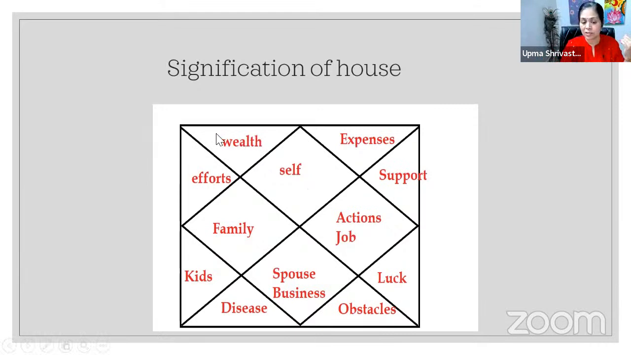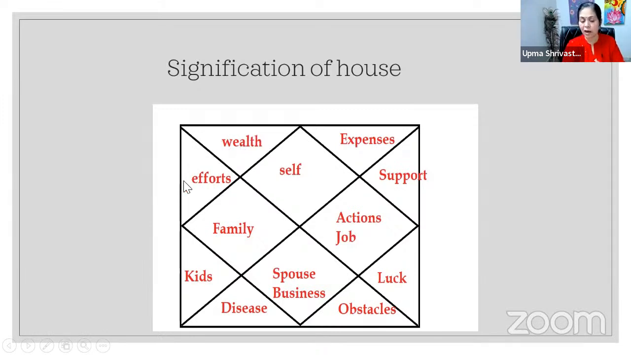Second house, this is the second house. It indicates wealth, how much wealth you are able to earn. This house also indicates your family. When a child takes birth, just after birth the child gets a family. That's why this indicates family, food habits, wealth, how much money you are able to get. Those things we check from here.